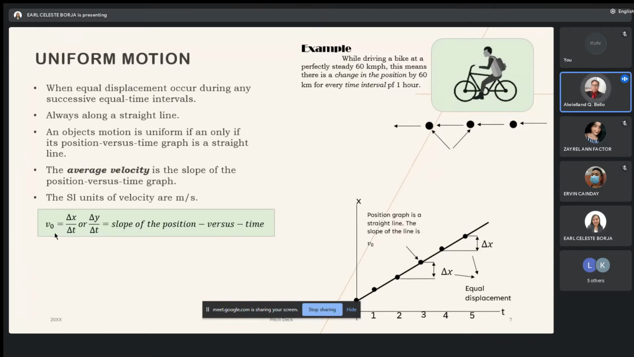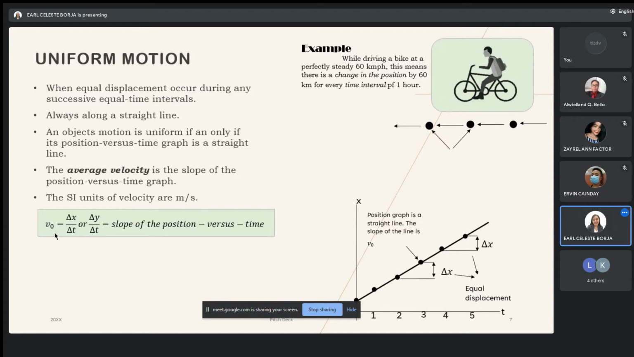Excuse me, Earl, one moment. It's not read as angle x. It's rather delta. Okay, delta. Delta means change, okay? Please continue.